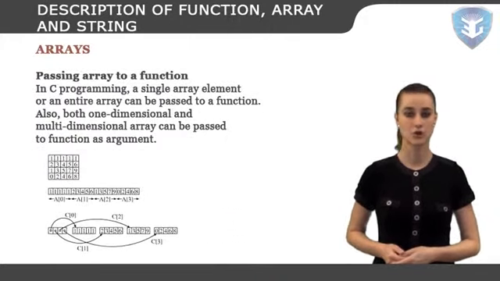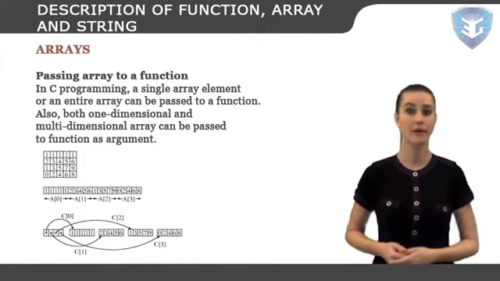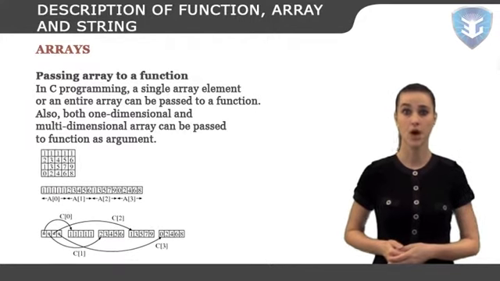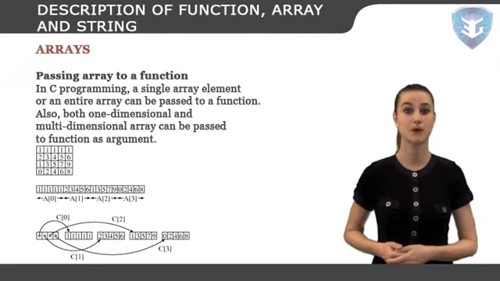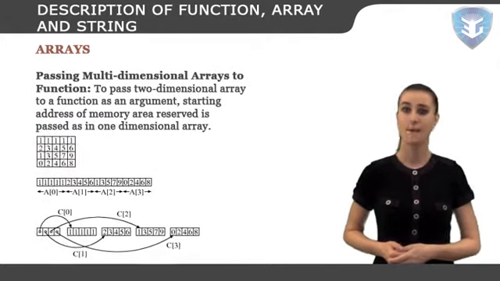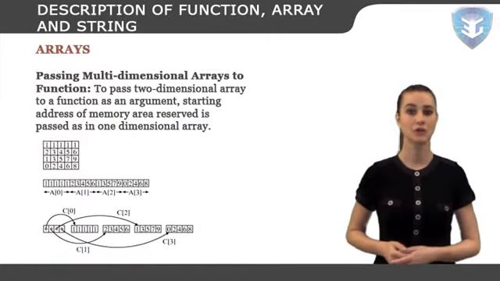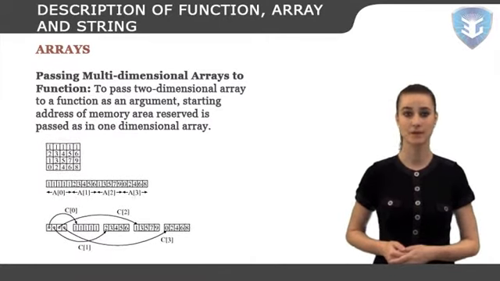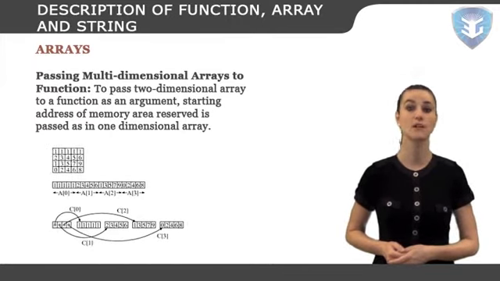Passing arrays to a function. In C programming, a single array element or an entire array can be passed to a function. Also, both one-dimensional and multi-dimensional arrays can be passed to a function as an argument. Passing multi-dimensional arrays to a function: to pass a two-dimensional array to a function as an argument, the starting address of the memory area reserved is passed, as in one-dimensional arrays.